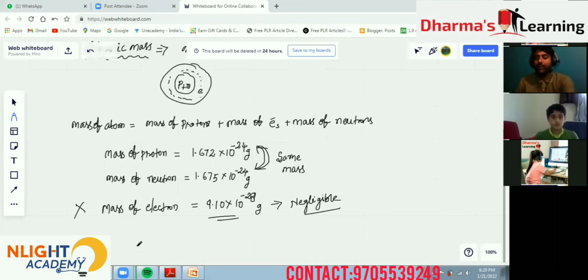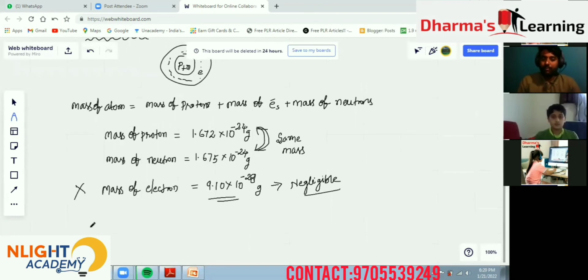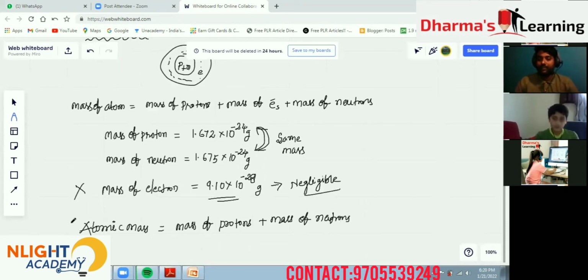So now, if you summarize the mass of an atom, that is atomic mass, atomic mass is equal to the mass of one atom. What is there in it, what are you going to calculate? Mass of protons plus mass of neutrons. Yes, perfect. You got this one? Yes, sir.